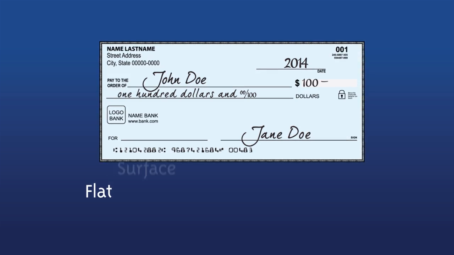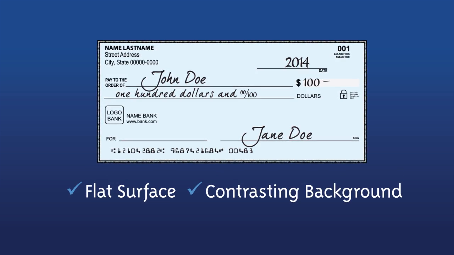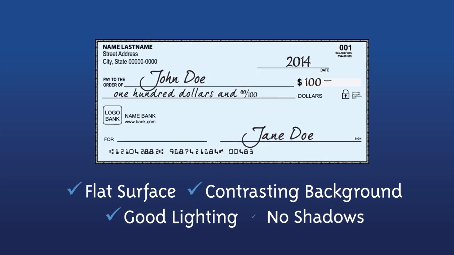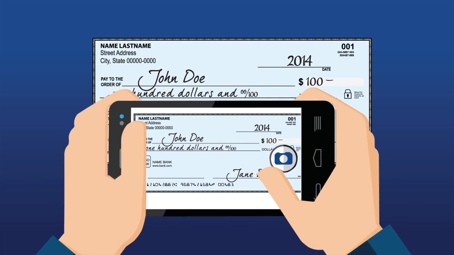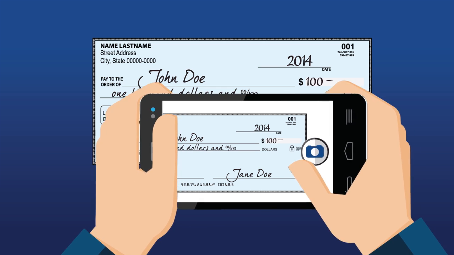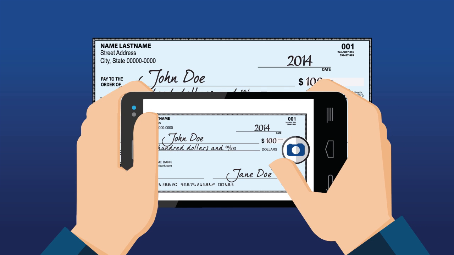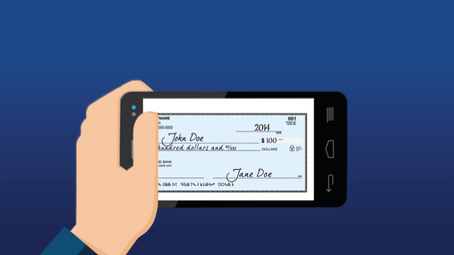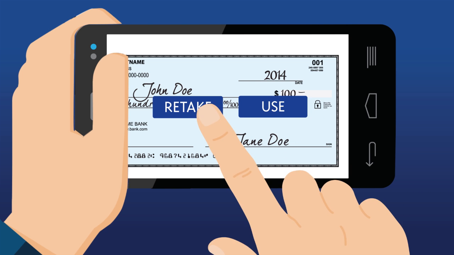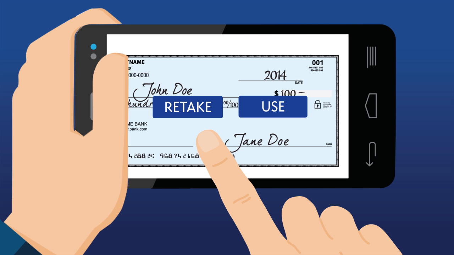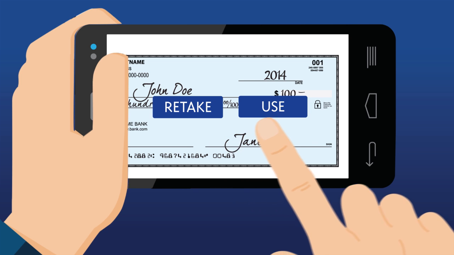Place the check on a flat surface with a contrasting background. Have good lighting with no shadows so the check stands out clearly. Turn your mobile device sideways and make sure all four corners of the check fit inside the box. Then take the picture. Review your photo. If you need to retake the photo, touch Retake and try again. If the photo is clear, select Use.